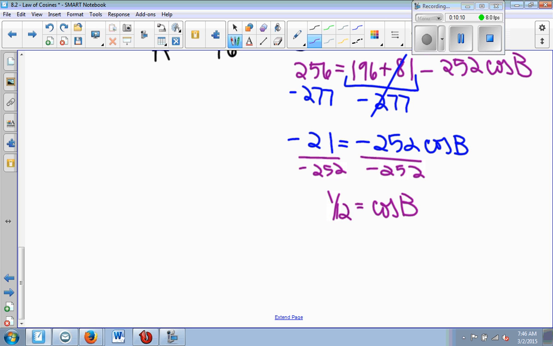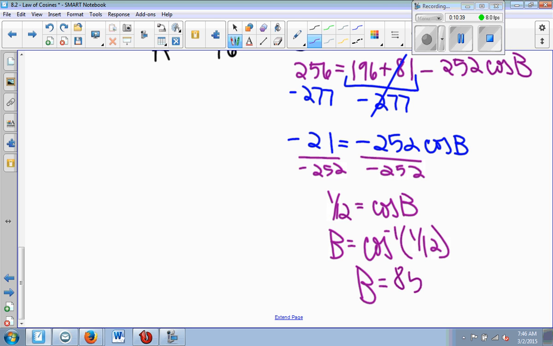So just like previously with law of sines, things to keep in mind whenever you're trying to find an angle, at some point you're going to have to do an inverse trig function in order to find that angle. So in this case, since it's cosine B equals 1/12, we're going to do cosine inverse of 1/12. So by doing that, we get an angle measure of 85.2 degrees.